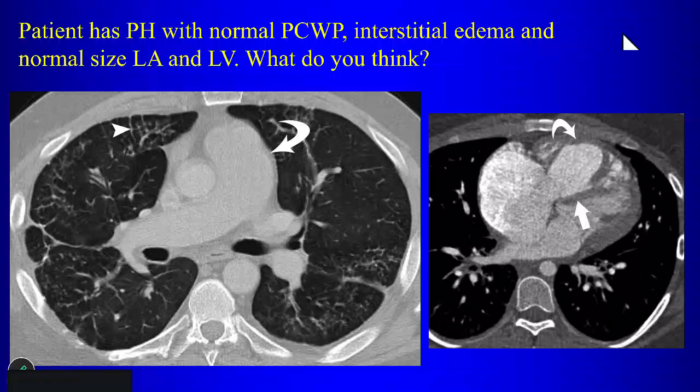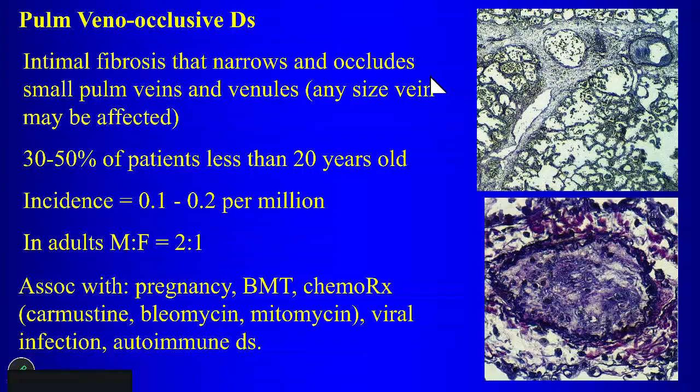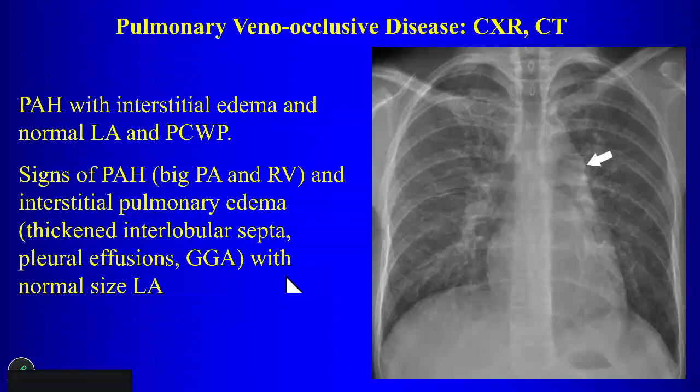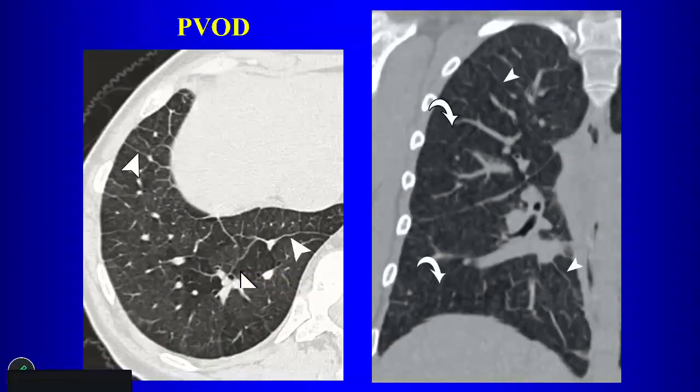This is that spectrum, pulmonary veno-occlusive disease, right? So pulmonary veno-occlusive disease, this is fibrosis of the small pulmonary veins. Most patients are young. There can be secondary causes also, like pregnancy, bone marrow transplant, chemo, etc. So this will obstruct the small pulmonary veins. So this then results in interstitial edema, but the left-sided chambers are normal. Your pulmonary capillary wedge pressure, because your left-sided chambers are normal, will be normal, even though it looks like the patient has interstitial edema. And they will have signs of pulmonary hypertension with a big central pulmonary artery.